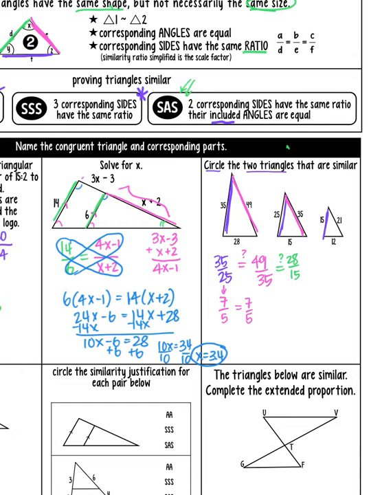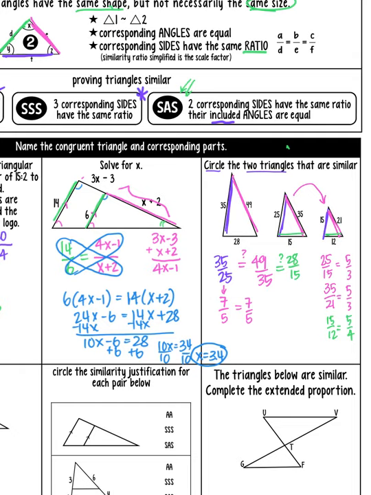Next, I'll move to check these two. So first I'll check 25 over 15. That simplifies to 5 over 3. If I check 35 over 21, I can divide both of those by 7, and I end up with 5 over 3. If I compare 15 and 12, I can divide both of those by 3, and I end up with 5 over 4. So those guys aren't similar.